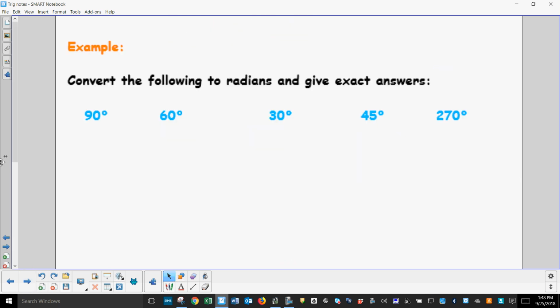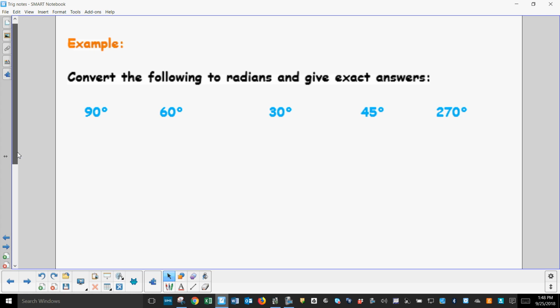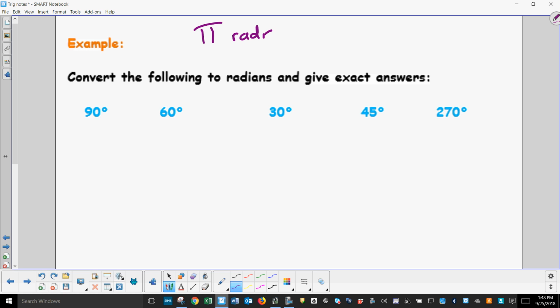So we're going to convert the following degrees in blue to radians and give exact answers. I'll show you what I love to do. I love to write out my reference. Pi radians equals 180 degrees. I have my little reference. That's my little thing that I always go back to because that's easy to remember. Pi radians is 180 degrees.